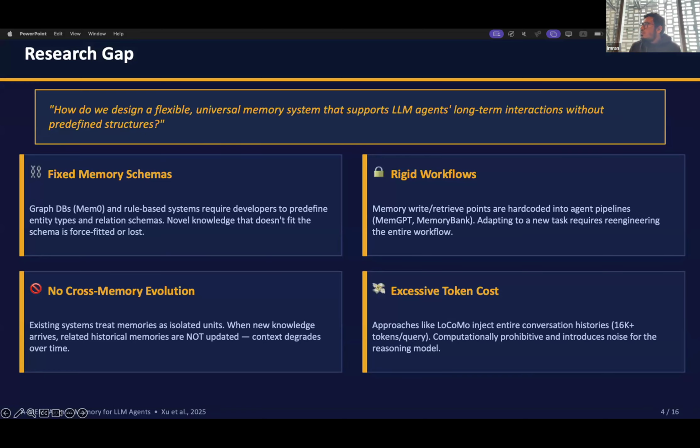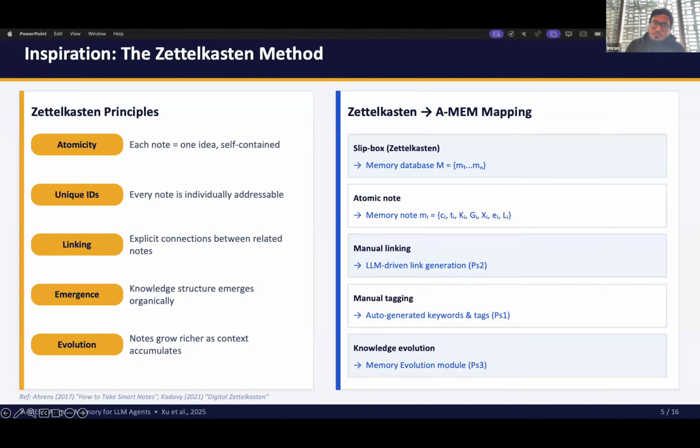What the authors in the paper tried to address is the lack of a fixed structure. We don't want graphs with fixed structures or nodes connected based on a single rule. We also want the system to be very flexible in terms of retrieving and linking the relations between memories. With that, they tried to get inspiration from the Zettelkasten principle.